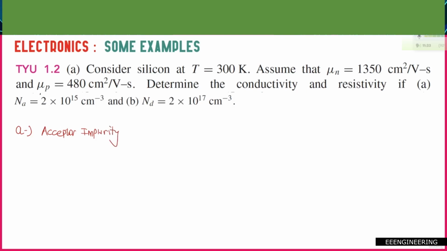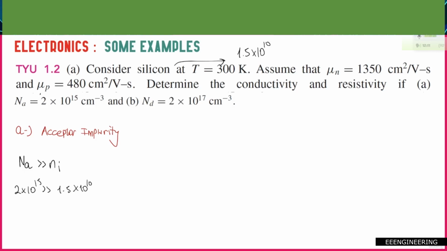And the logic in here is that Na, which is the acceptor concentration, is a lot greater than the intrinsic concentration we have for silicon at T equal to 300K. How do we know that? We have solved a couple of questions, and you should be given that value, or you can simply check the table. The intrinsic carrier concentration value for silicon at T equal to 300K, which is room temperature, is 1.5 times 10^10. Please keep that in mind. As you can see, 2 times 10^15 is a lot greater than 1.5 times 10^10.